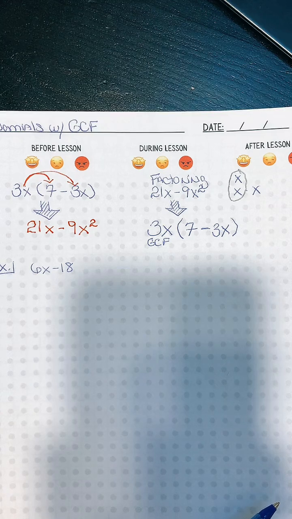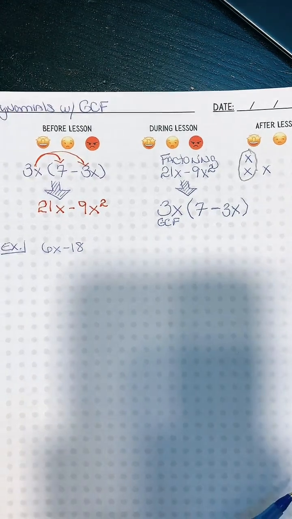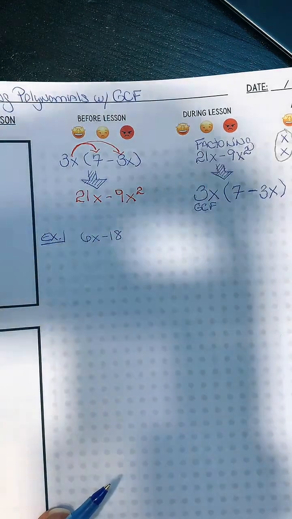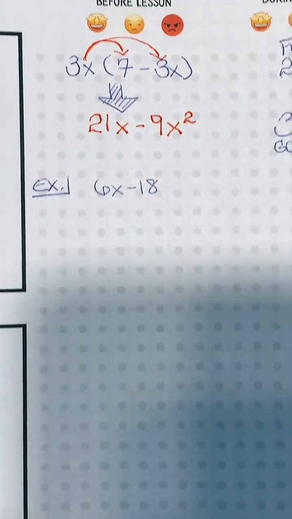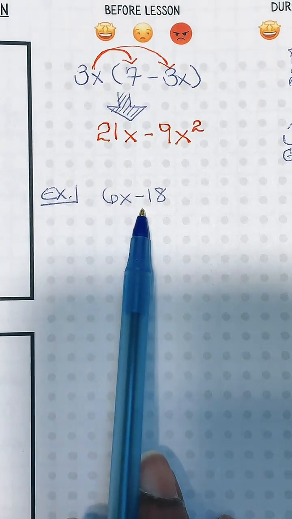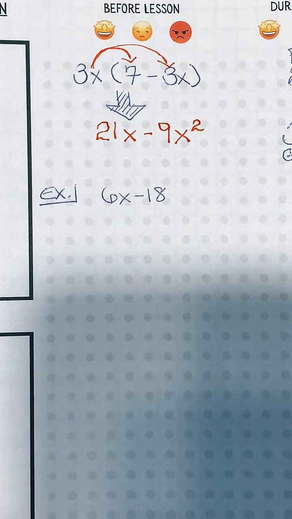All right, so without further ado, we're actually going to take this step by step. Let me see if I can zoom in just a tad. All right, so the next example we have is 6x minus 18. Okay, so we try to hit on this.